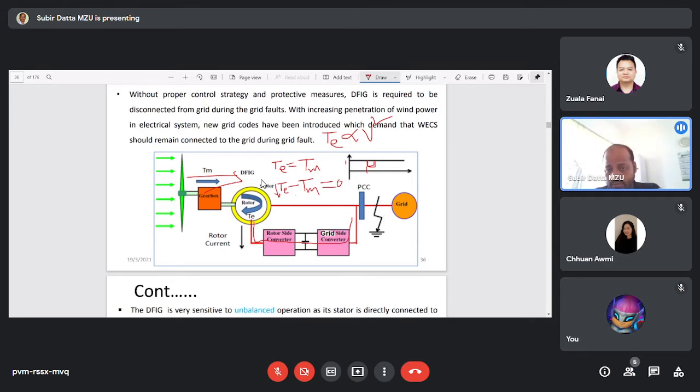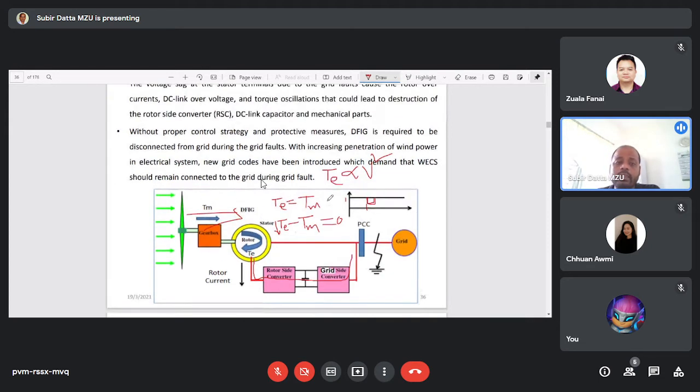So what we have to do in that case is disconnect the entire system. If any fault occurs over here, then we have to disconnect the entire system, or we can say the wind energy conversion system, either from the grid or from the load. Here we have considered the grid. So in order to protect the generators, the mechanical components and also the power electronics converters, we need to disconnect the wind energy conversion system from the grid.